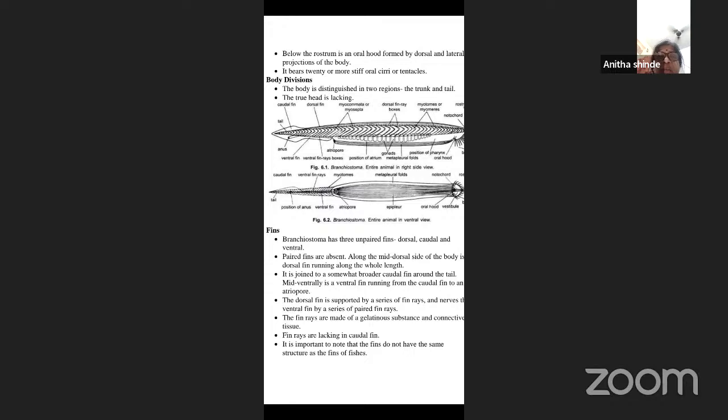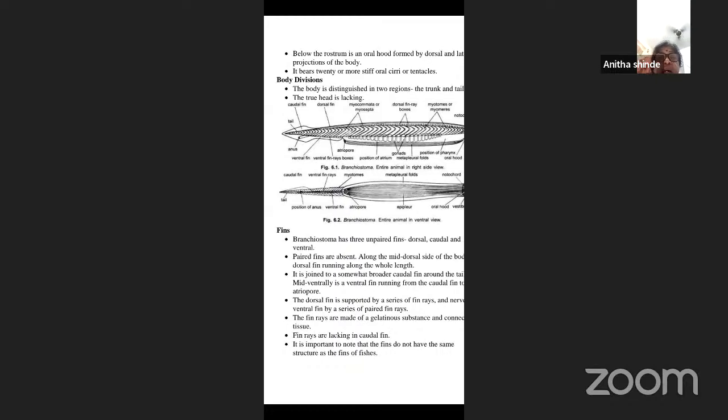Along the mid-dorsal side of the body, there is a dorsal fin which runs along the whole length. It is joined to a somewhat broader caudal fin around the tail.